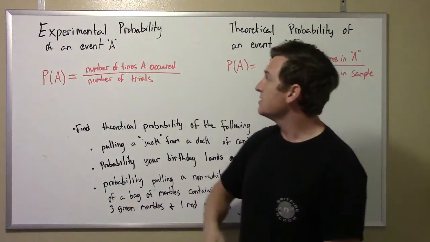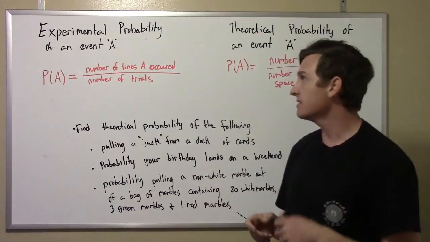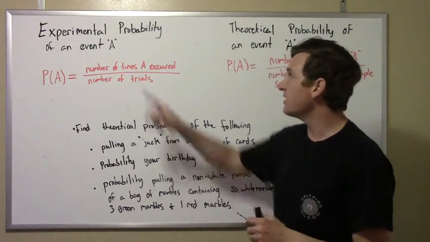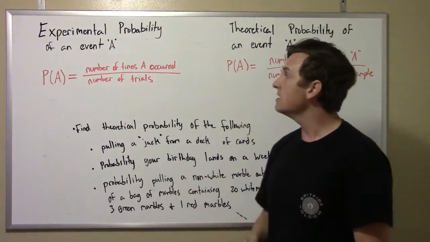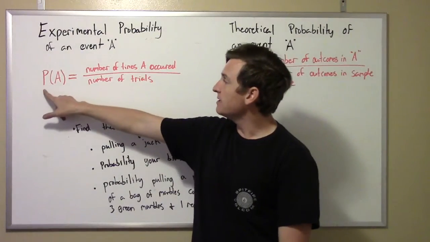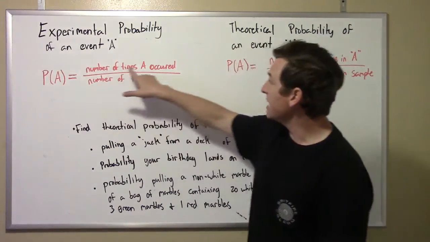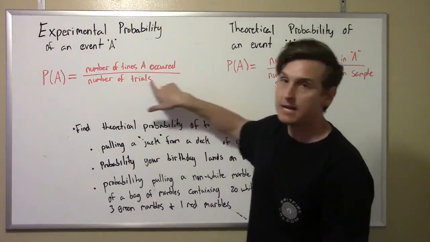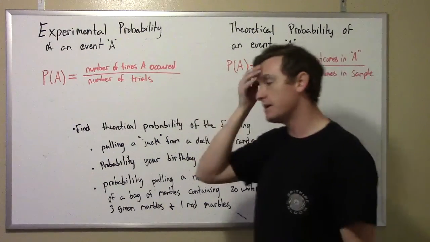That's pretty much it. So A is just a generic variable, like an X, for whatever event you're talking about. So you'd say the probability of tails is the number of times you flip tails out of the number of times you flip the coin. So that's pretty basic.